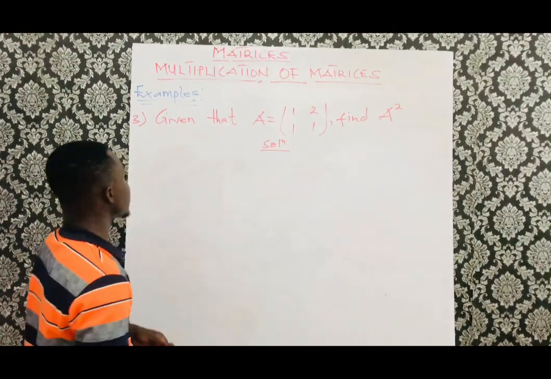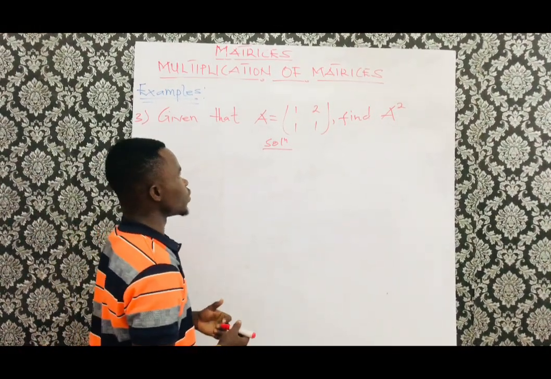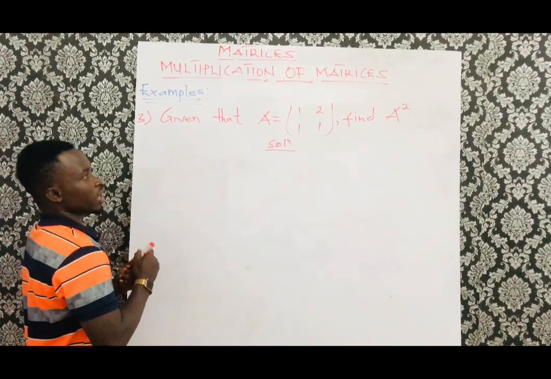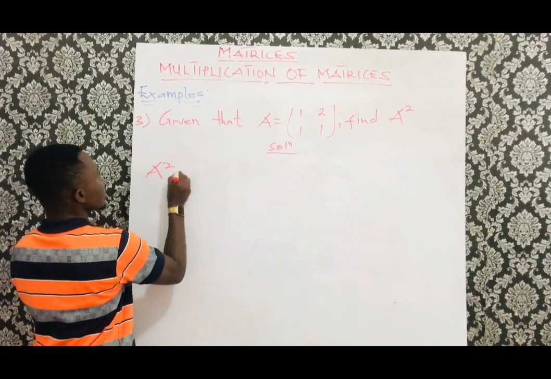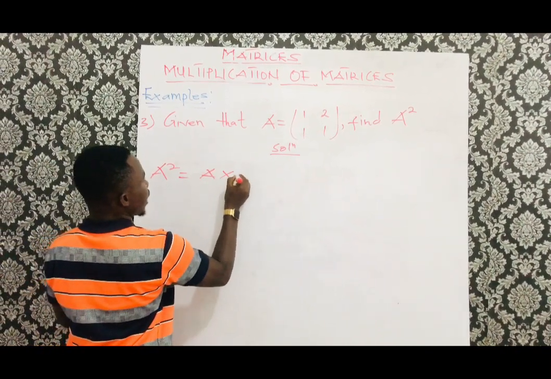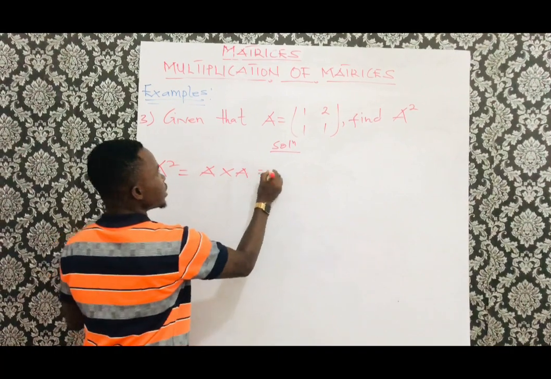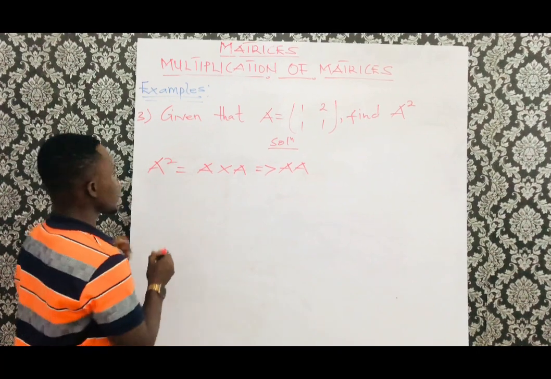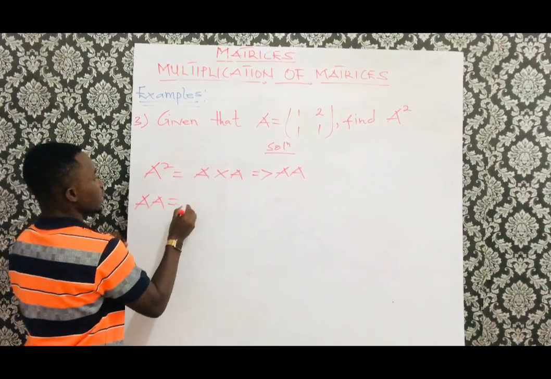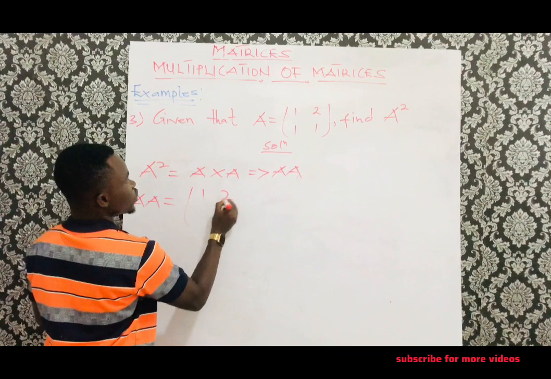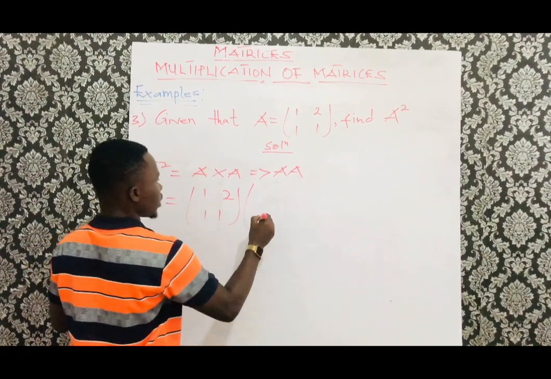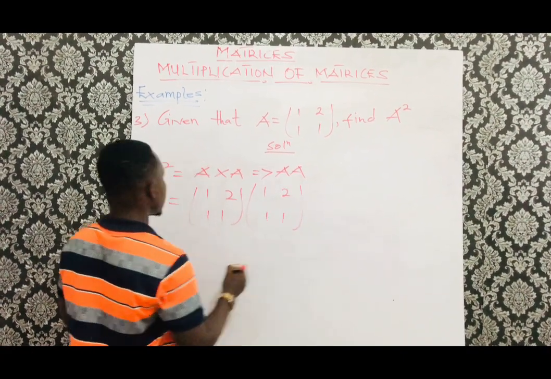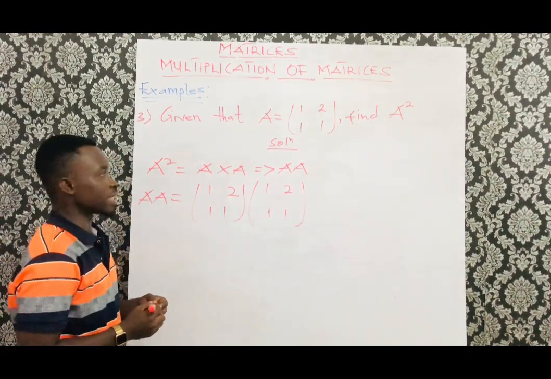Our third example says, given that A equal to 1, 2, 1, 1, find A square. So we have to first find our A square. A square means A times A, which gives us AA. So the product of AA equal to 1, 2, 1, 1, and also another A, which is 1, 2, 1, 1.